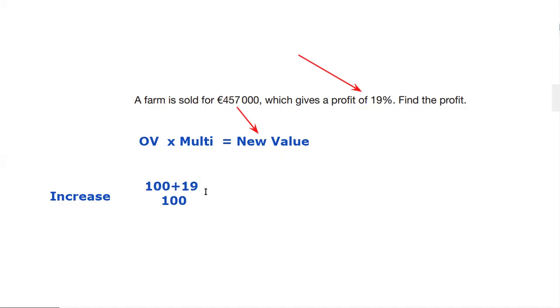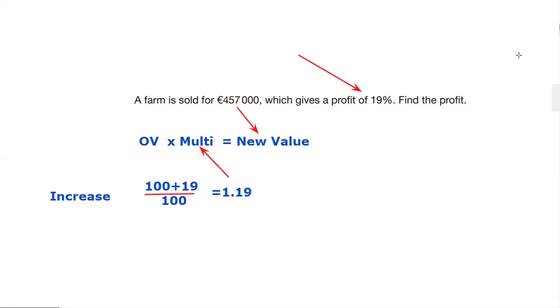And the multiplier will be, very good, 1.19, like this. So here we end up with a multiplier that we're going to use in the question. Now we know the multiplier, we know the new value, we can find the original value. As we said, if this one is lowered or reduced, it means the multiplier should be a decreased multiplier. And how to find the decreased multiplier? By subtracting from 100 and dividing by 100.